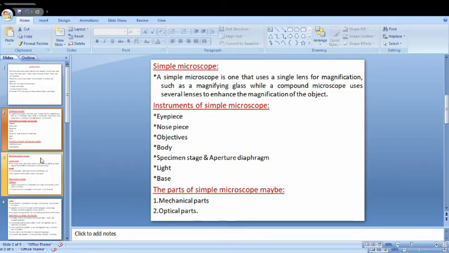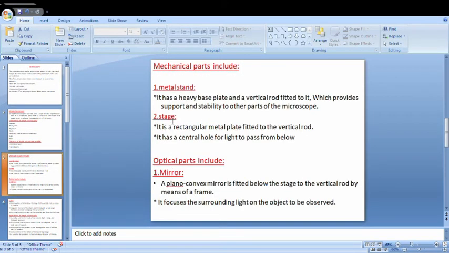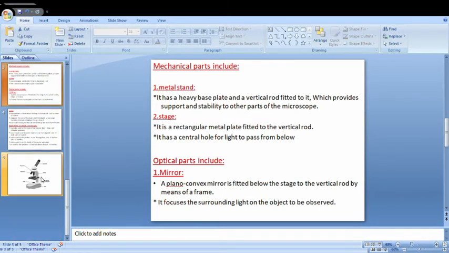Mechanical parts include a metal stand. It has a heavy base. As we have seen here, it has a heavy base plate and vertical rod fitted to it, which provides support and stability to other parts of the microscope. It mostly holds the microscope together. Stage.